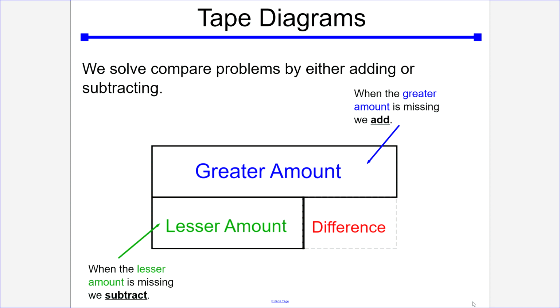When the lesser amount is missing, we subtract, because the greater amount minus the difference equals the lesser amount. When the difference is missing, we subtract, because the greater amount minus the lesser amount equals the difference. So to review, if the greater amount is missing, we add. If the lesser amount is missing or the difference is missing, we subtract.